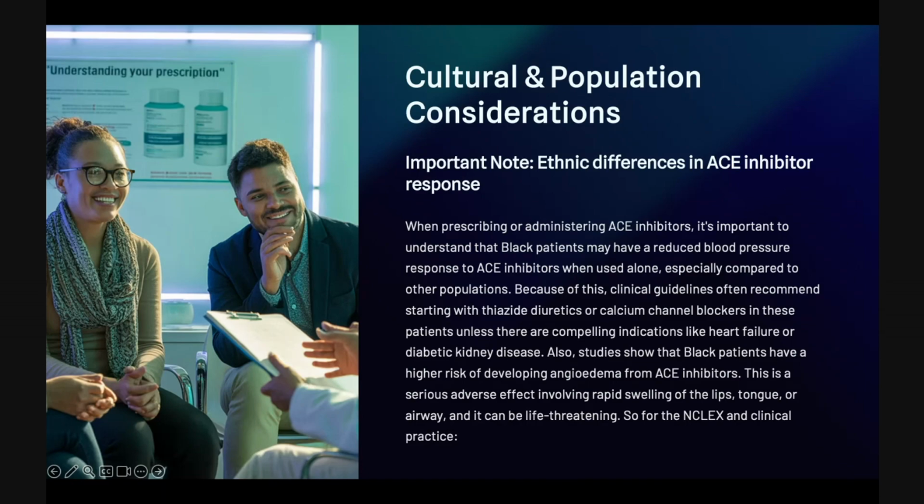So, when prescribing or administering ACE inhibitors, it's important to understand that Black patients may have a reduced blood pressure response to ACE inhibitors when used alone, especially compared to other populations. Because of this, clinical guidelines often recommend starting with thiazide diuretics or calcium channel blockers in these patients unless there are compelling indicators like heart failure or diabetic kidney disease.